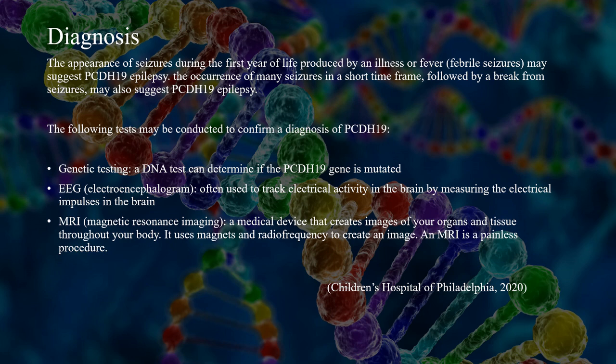Genetic testing: a DNA test can determine if the PCDH19 gene is mutated. EEG, electroencephalogram, is often used to track electrical activity in the brain by measuring the electrical impulses in the brain. MRI, magnetic resonance imaging, is a medical device that creates images of your organs and tissue throughout your body. It uses magnets and radio frequency to create an image. An MRI is a painless procedure.